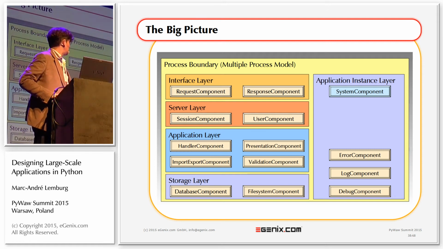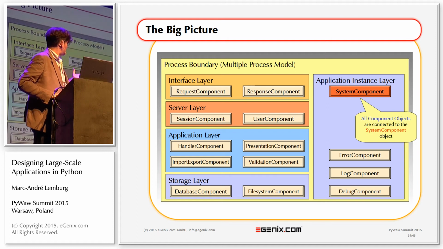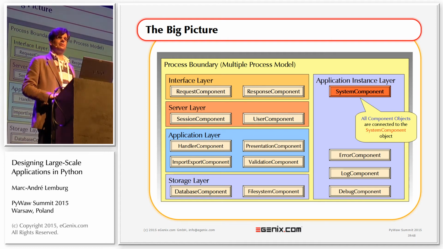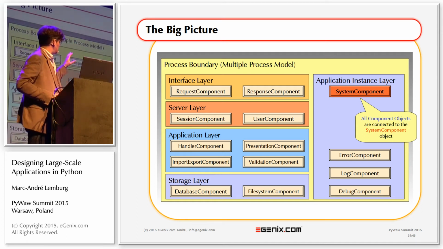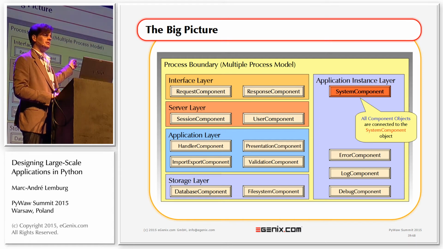Now in this whole scheme there's one special component, which I call the system component. This is the component that basically fires up your entire application and also shuts it down. And because, like I just said, I always use objects for these things, this is really just a single object. It's implemented as a class, but it's a single object, the system object.